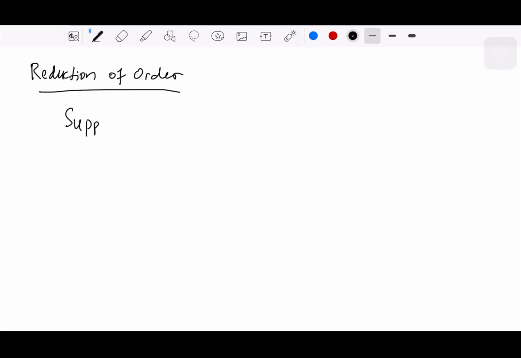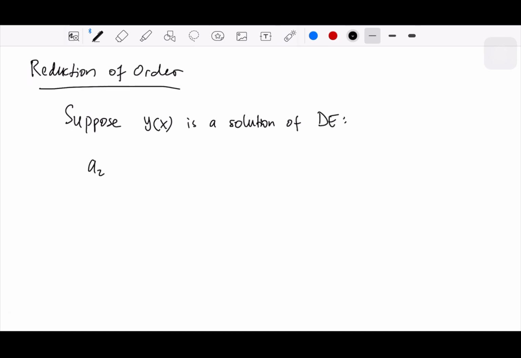Suppose we have y of x as a solution. Now we have a second order differential equation. As we remember from the theory in the introduction, we should get at least y1 and y2, and they should be linearly independent, so that they give specific or particular solutions.